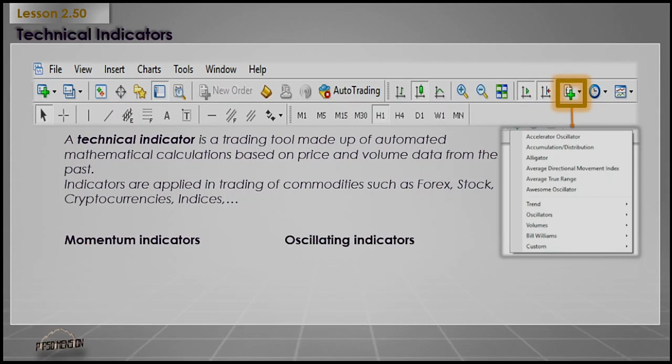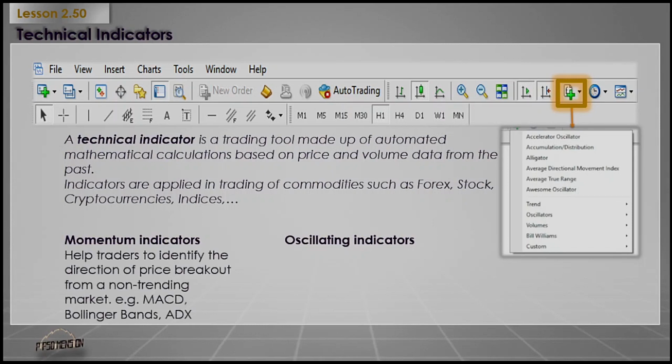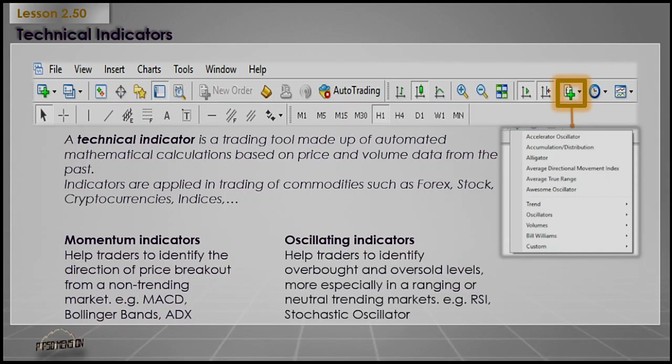So that means an indicator can be performing a momentum function or oscillating function, and some indicators even perform both the momentum and oscillating function. So what is a momentum indicator? Momentum indicators help traders to identify the direction of price breakout from a non-trending market. Examples are the moving average convergence and divergence, that is the MACD, Bollinger Bands, and average directional index, that is ADX. Now, oscillating indicators help traders to identify the overbought and oversold levels, more especially in a ranging or neutral trending market.